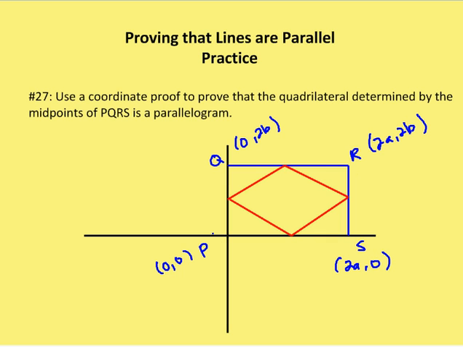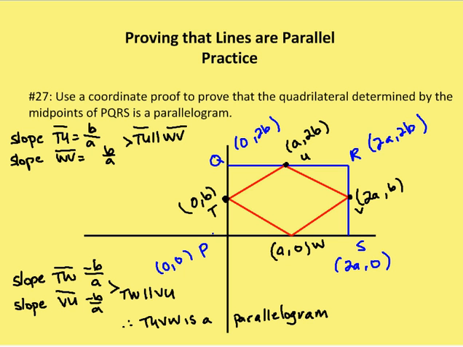In the next problem we have a coordinate proof, number 27. We're going to use a coordinate proof to prove that the quadrilateral determined by the midpoints of PQRS, the red figure I drew, is a parallelogram. In a parallelogram, opposite sides are parallel. So I want to prove that TU is parallel to WV, and TW is parallel to UV. I do that by showing that the slopes of those opposite sides are the same, using the slope formula.